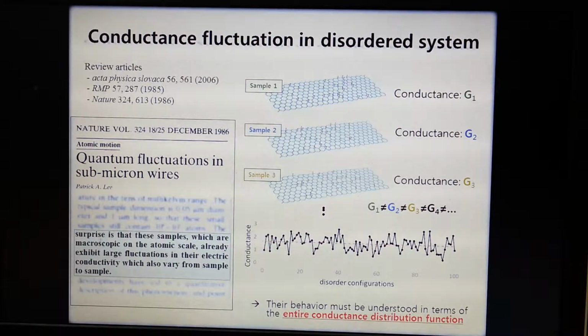So for example, in these hydrogenated graphene nanoribbon samples, they have the same sample size and defect concentration, and the only difference is the specific details of the disorder. As can be seen in this plot, the conductance exhibits sample-to-sample fluctuations depending on the defect configuration. Therefore, for a deeper understanding, their behavior must be understood in terms of the entire conductance distribution.